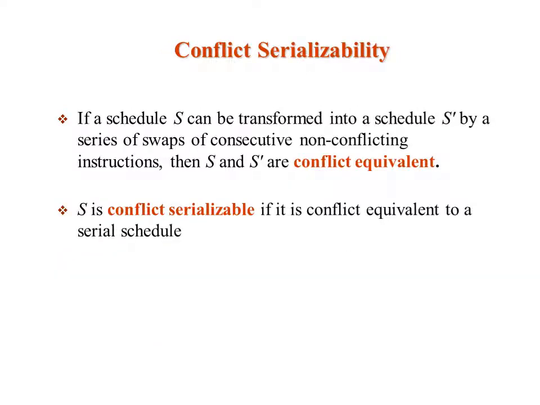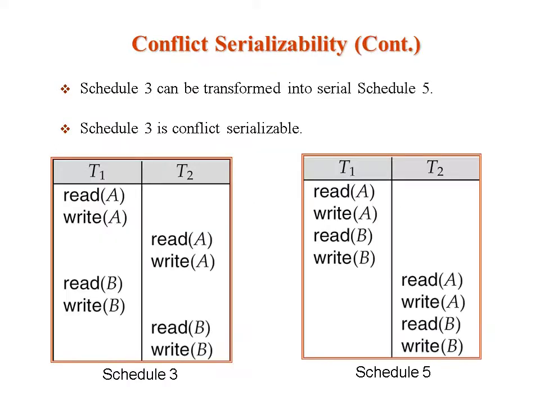So what is conflict serializability? If a schedule S can be transformed into a schedule S dash by a series of swaps of consecutive non-conflicting instructions, then S and S dash are conflict equivalent. In a simple way, you can say the concept of conflict equivalence leads to the concept of conflict serializability. That is, S is conflict serializable if it is conflict equivalent to a serial schedule. Let's take an example.